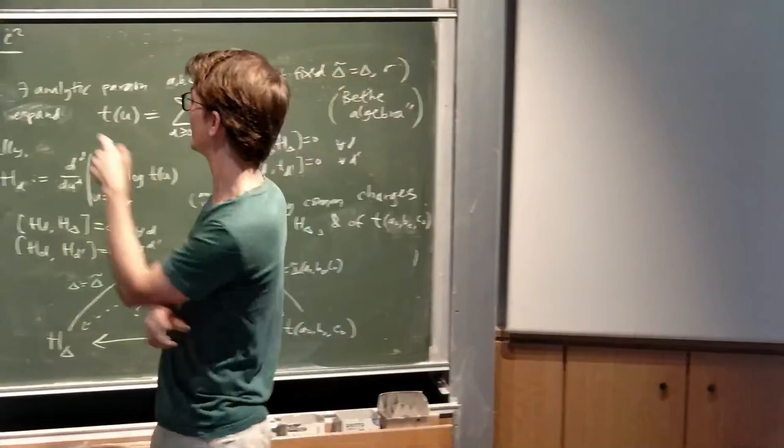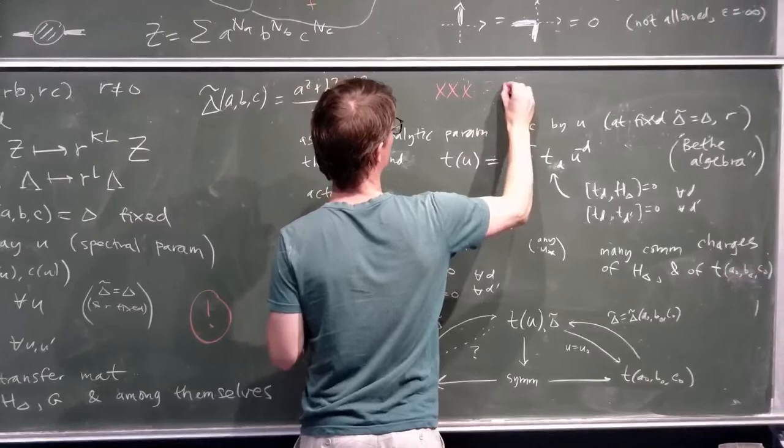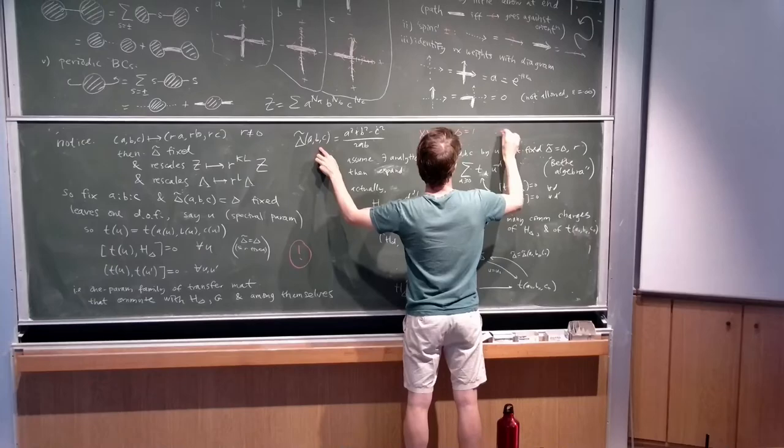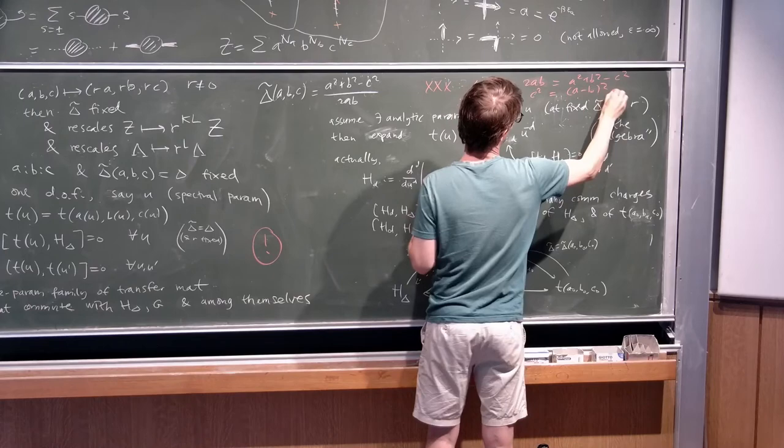So we can actually look at this for a second. XXX was delta as one. So what do we get? We get 2AB. Well, 2AB is A squared plus B squared minus C squared. So we see that C squared is equal to A minus B squared. Okay, so it's a bit better.